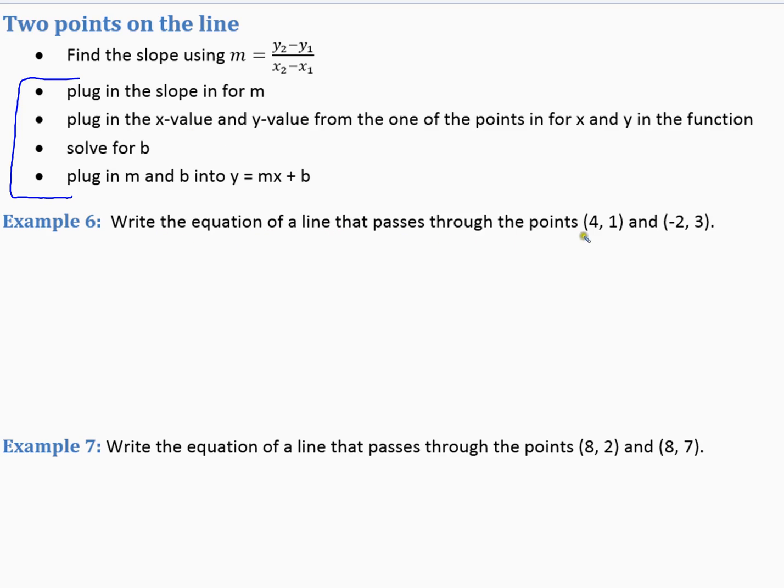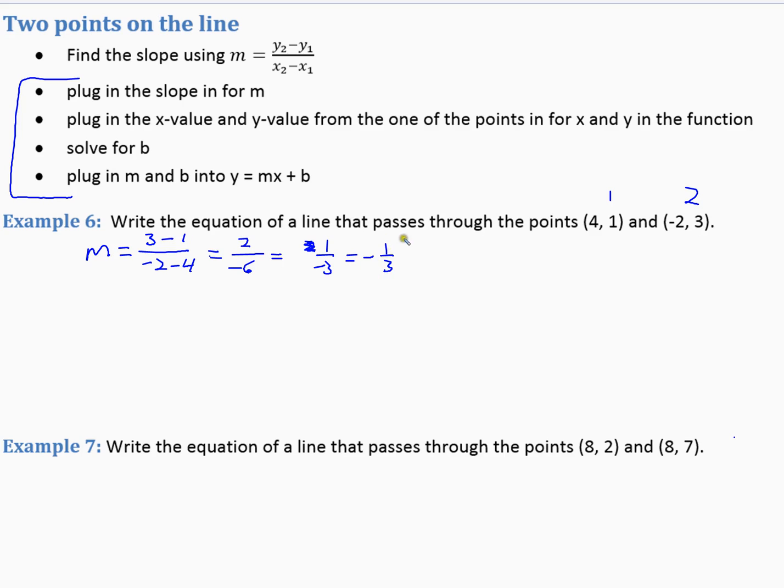So that's the only difference. So write the equation of a line that passes through 4, 1 and negative 2, 3. Well, what we're going to do first is find the slope. So slope equals y sub 2 minus y sub 1. I'm going to make this my second point and this my first point. So y sub 2 is 3 minus 1, over, since I started with 3 on top, I need to start with the negative 2 on the bottom. So negative 2 minus 4, and that is 2 over negative 6. That reduces by 2, so we have 1 over negative 3, which we can write as negative 1/3.